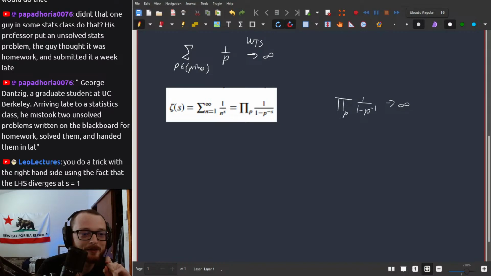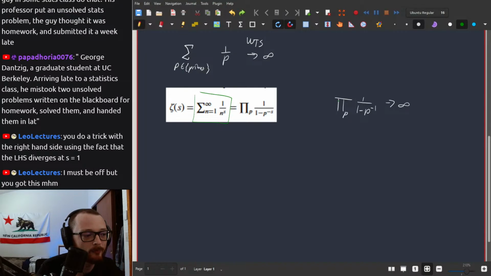Wait, why do we want the product? Can't we just, if we're able to use the fact that it diverges for s equals 1, can't we just use the sum? Oh wait, no, never mind, that doesn't have primes.